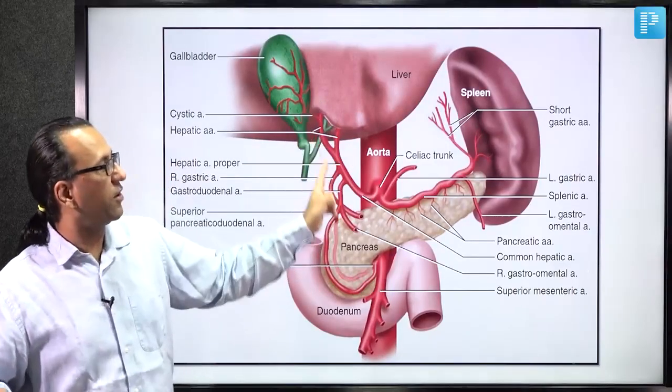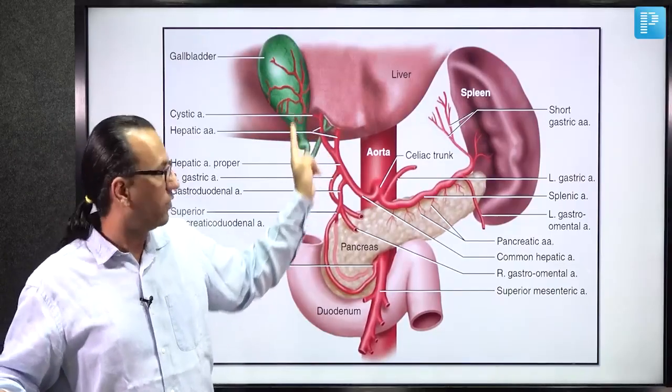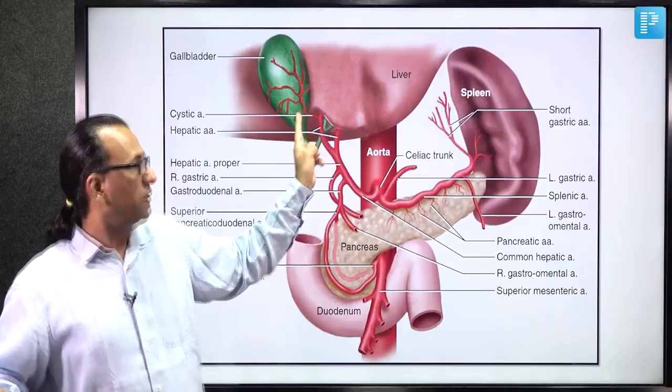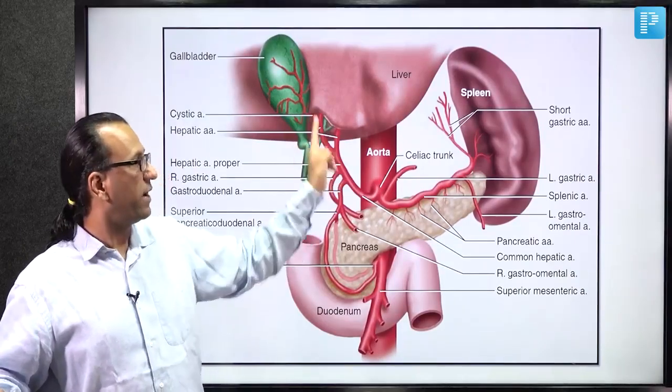It is the right hepatic artery which will be giving the cystic artery, which is forming the boundary of Calot's triangle there. Cystic artery on the base, cystic duct on the right side and common hepatic duct on the left side. This is Calot's triangle.